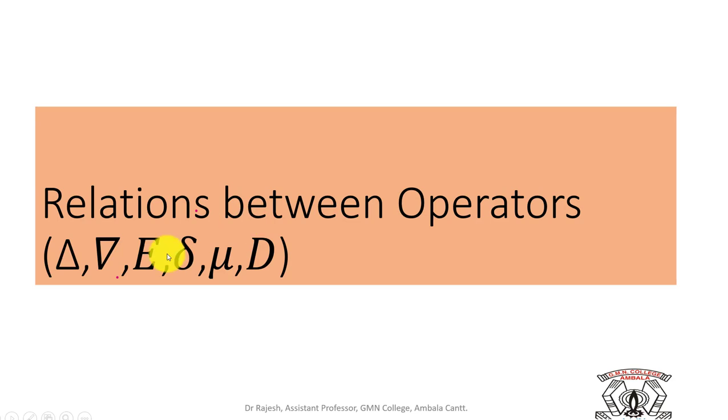So far we have studied these operators. This one is the forward difference operator, this one is the backward difference operator, this one is the shift operator, and this delta is the central difference operator, this is the average operator, and this is the differential operator. So far we have studied the definitions and understood the meaning of these 6 quantities. What is interpolation? We have studied.